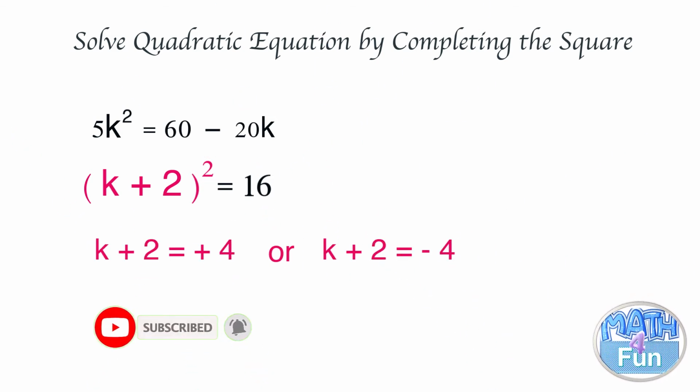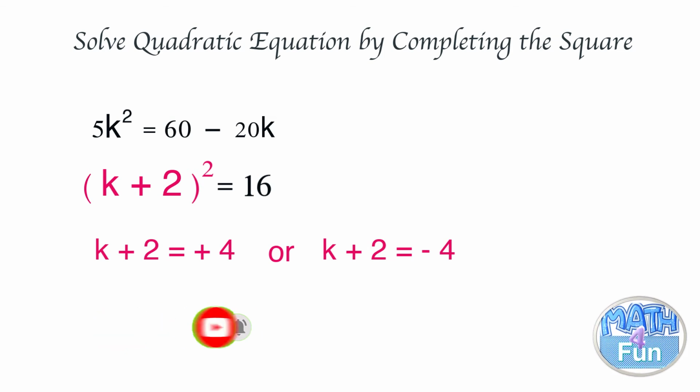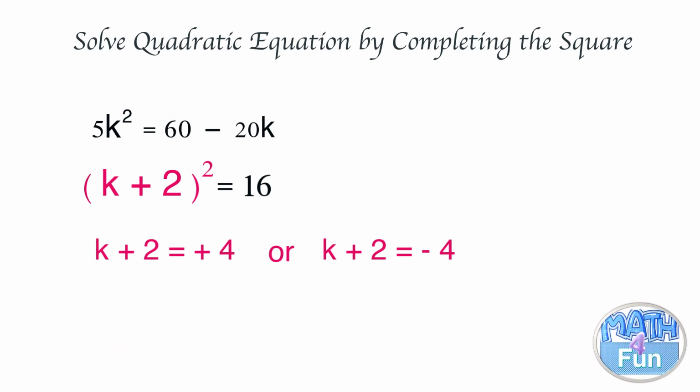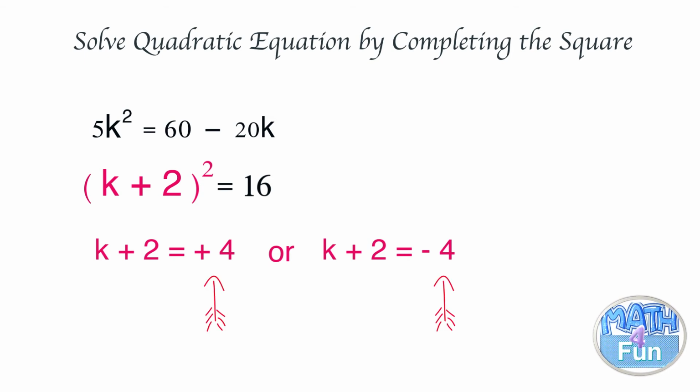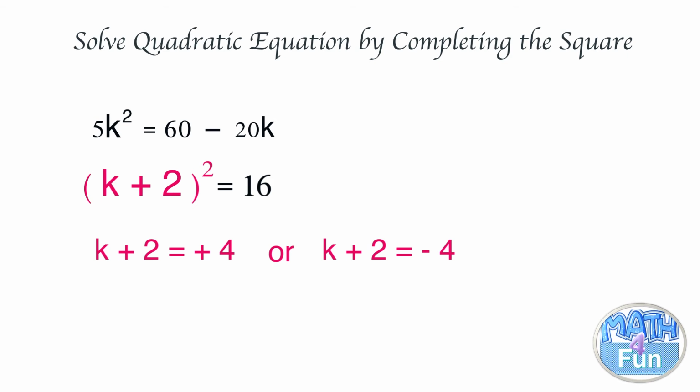So we can write k plus 2 is equal to plus or minus radical 16. How much is radical 16? It's 4. So now it becomes plus or minus 4. And then we solve it normally with both cases: k plus 2 equals 4, or k plus 2 equals minus 4.